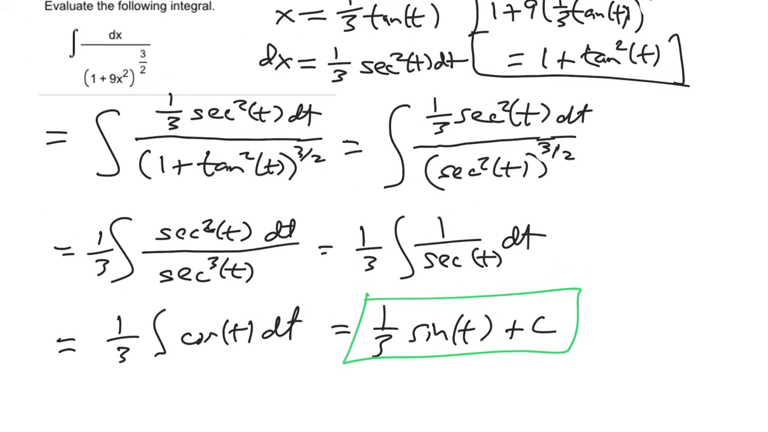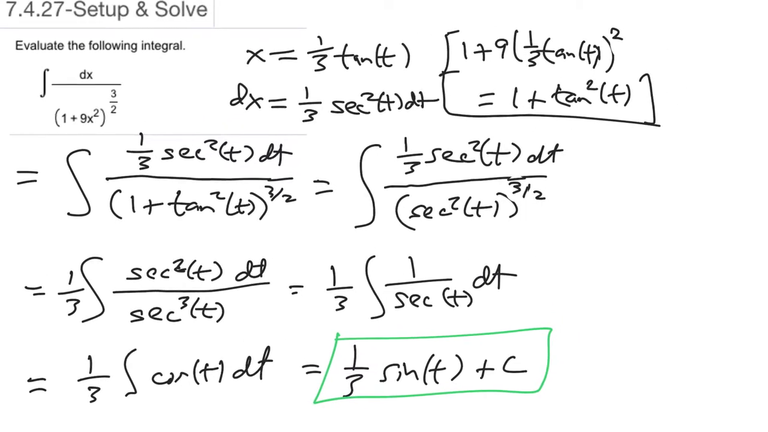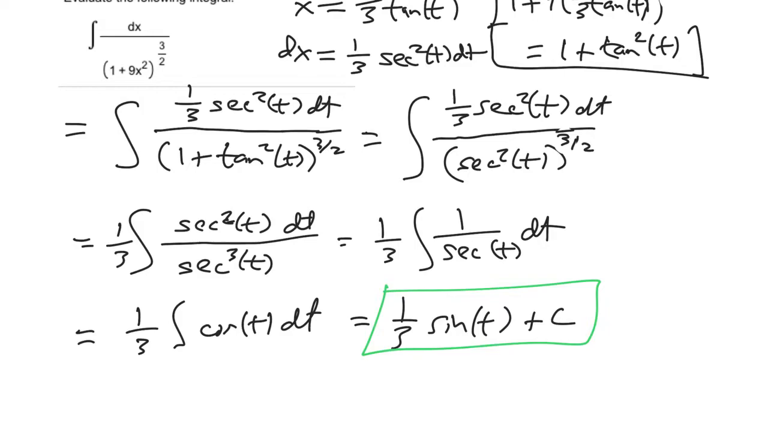And that step is going to be from drawing my right triangle. I'll do that over here. Here's a right triangle with an angle t. And I want this right triangle to reflect my initial substitution, which is up here. It's x equals 1/3 tangent of t. I'll just rewrite that down near the triangle. That means that 3x equals tangent of t.